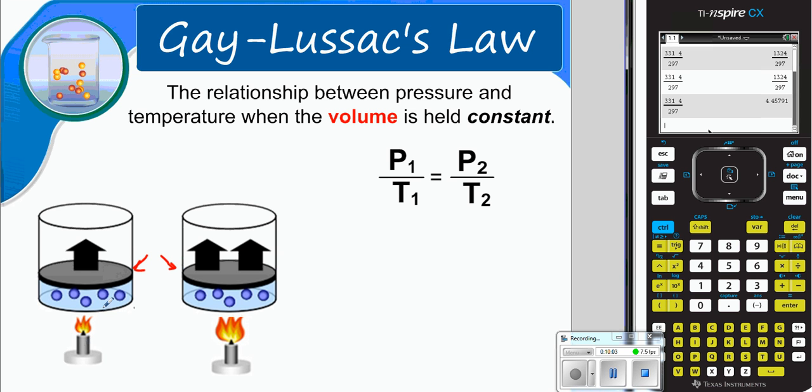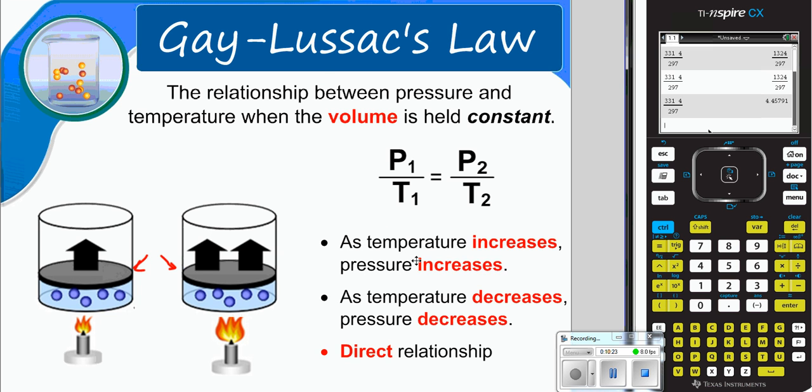This is a heat source heating up the gas particles inside this chamber. While they can't move, they are able to increase pressure, because those particles are all of a sudden moving faster and faster, having more collisions with the walls of the container, increasing the force over the unit area inside this container, which increases pressure. Let's look at the word association here. As temperature increases, pressure increases. As temperature decreases, pressure decreases. And again, this is a direct relationship similar to Charles' law.